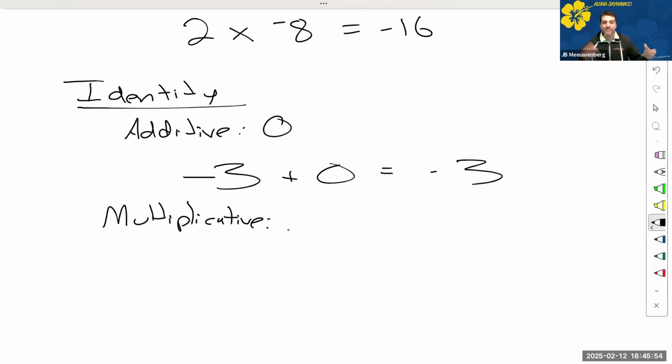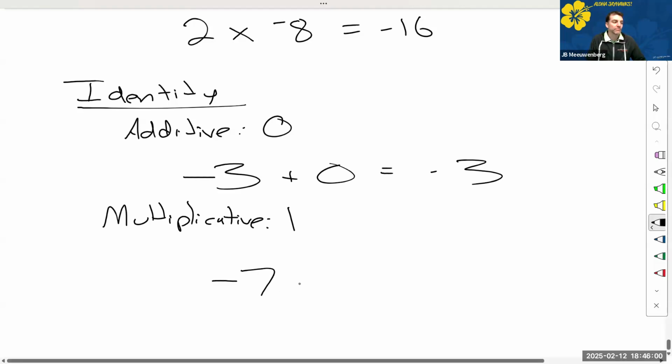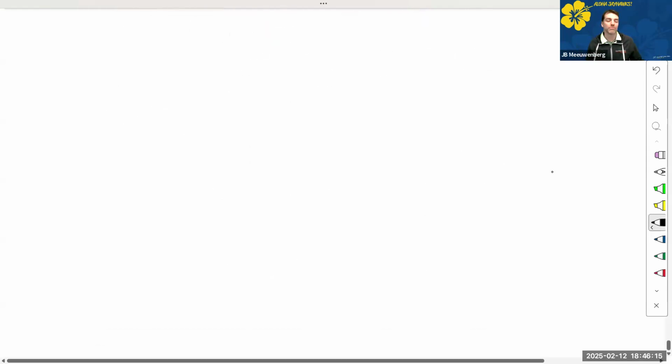Or the identity for multiplication, and that is the number 1. Multiply any integer times 1, and you still have the same integer that you started with. You may recall the commutative and associative properties. Maybe what I do here is ask you to pause and see if you can recall what those looked like. What did the commutative and associative properties look like?